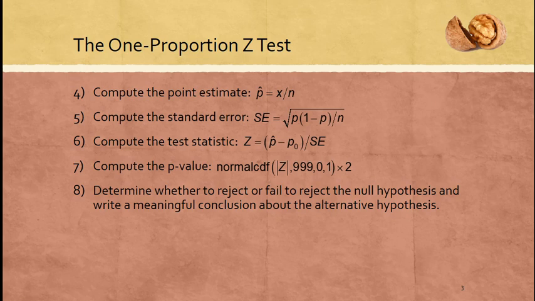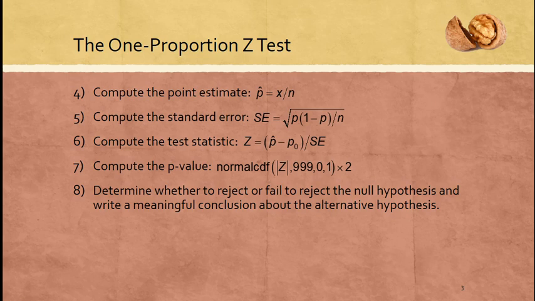From there, the point estimate will come from the sample data. It's going to be the number of successes divided by the sample size. From there, we compute the standard error, which for this test is generally the square root of p times 1 minus p over n, where p is the probability of success. Once we have those, we can compute the test statistic, which is the point estimate minus the null value divided by the standard error. And once we have that, we can find the p-value.